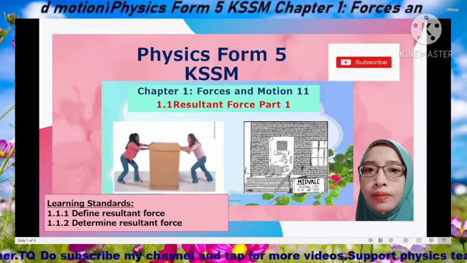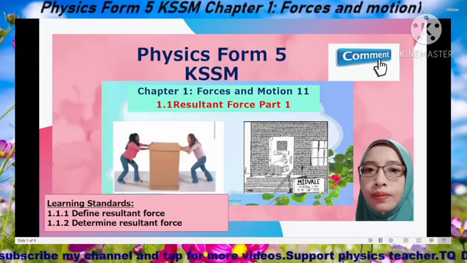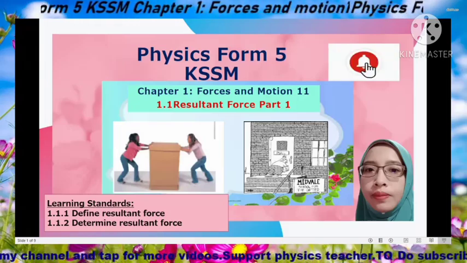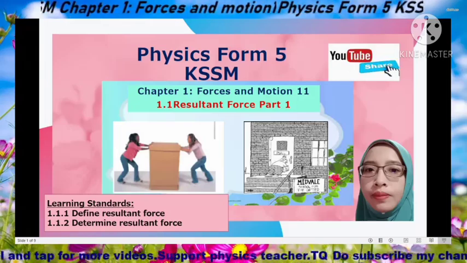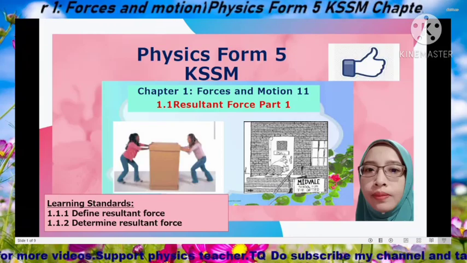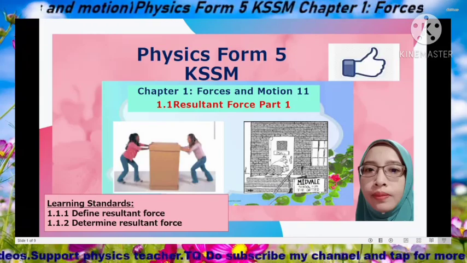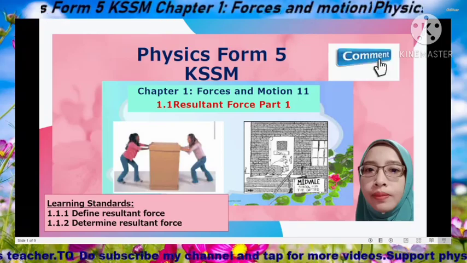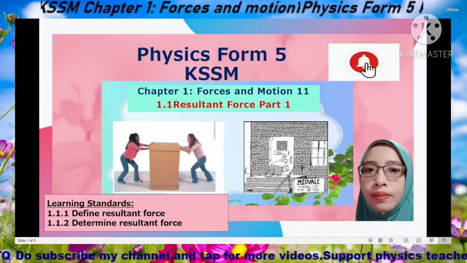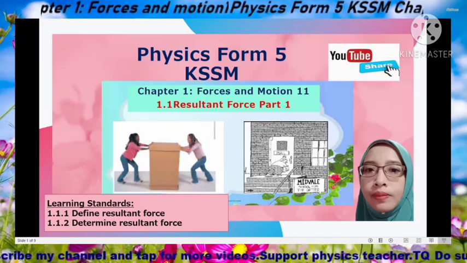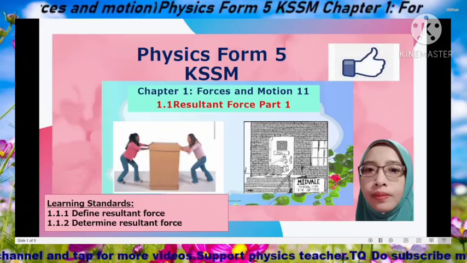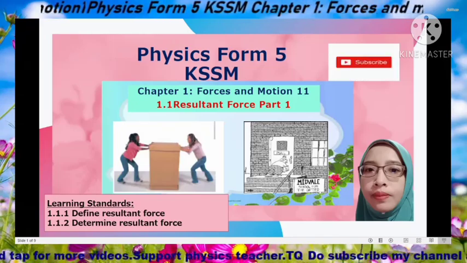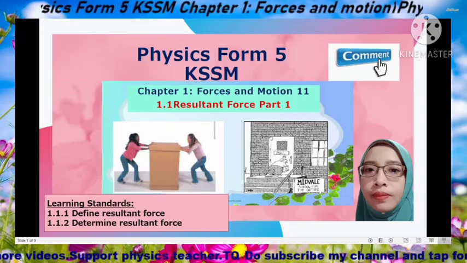So for this video I will start with Physics from Form 5 KSSM on the first chapter, Forces and Motion 2. So the first part that I want to discuss in this video is 1.1 Resultant Force Part 1. For this part there are two learning standards. The first one is define resultant force. The second one is determine resultant force.